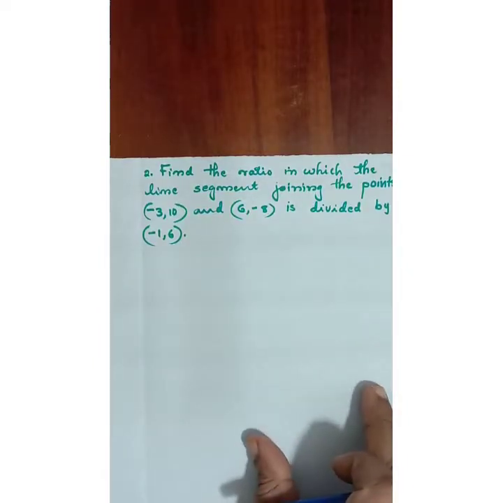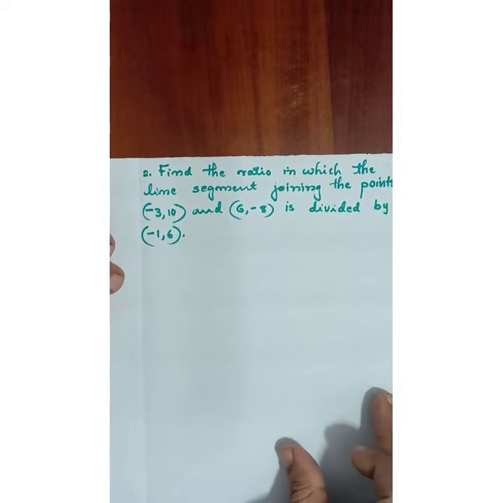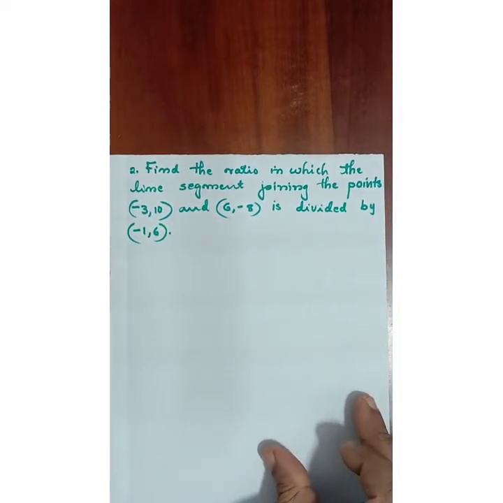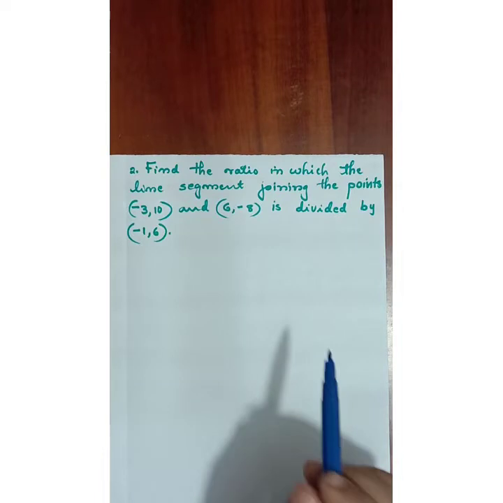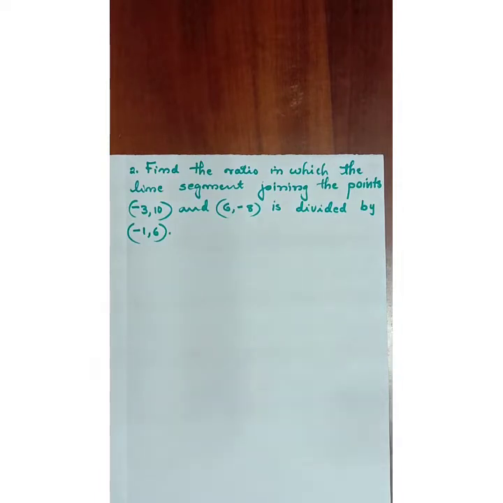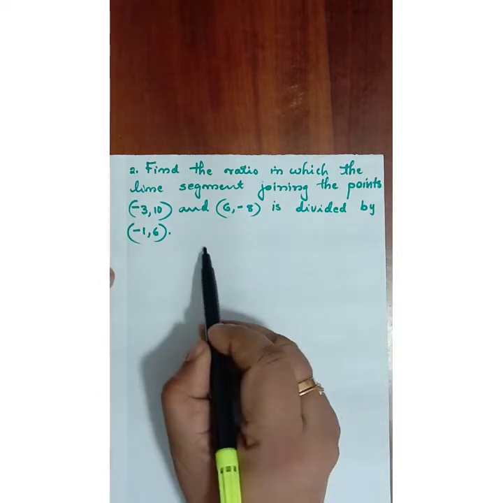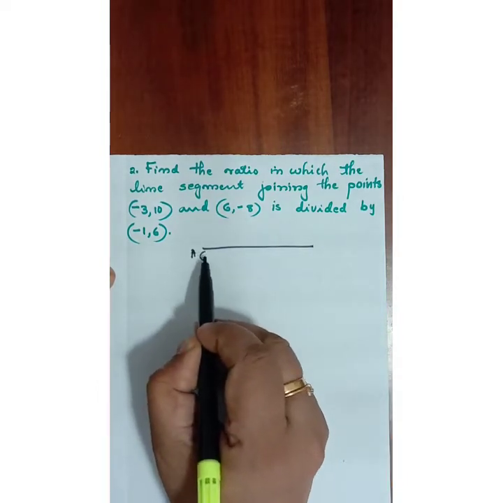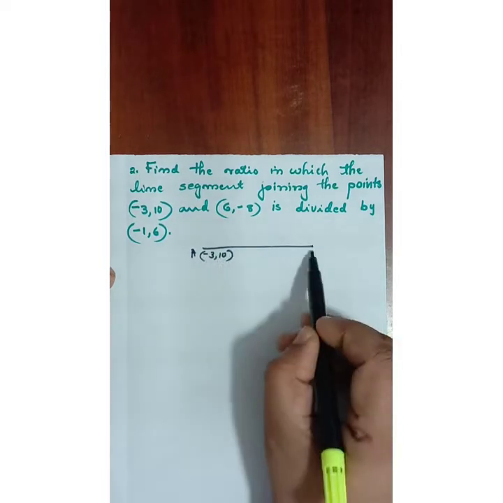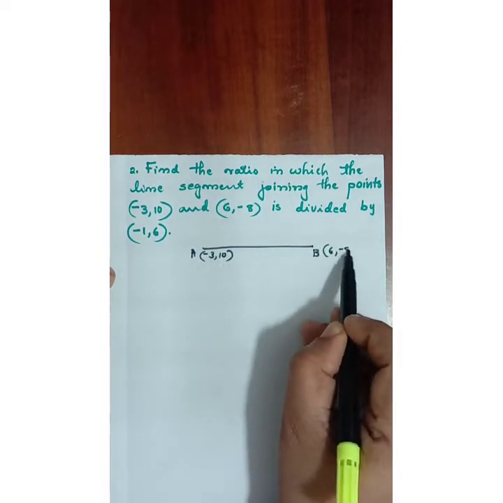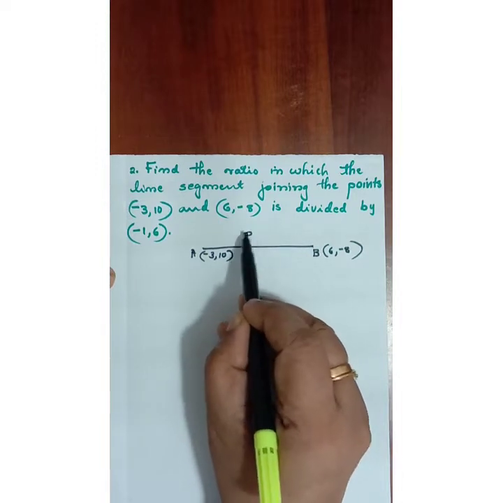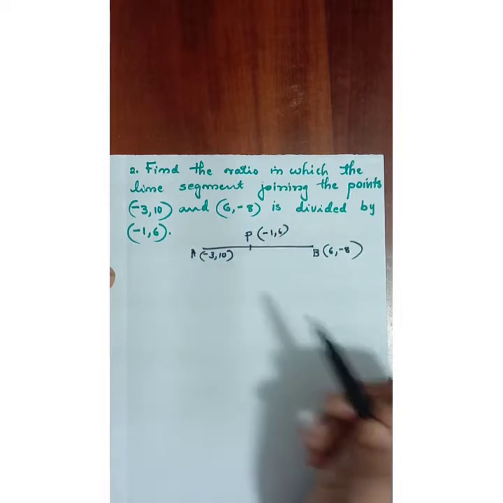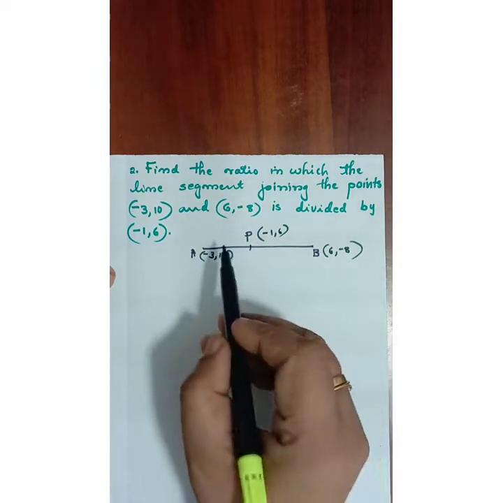In the second question we have to find out the ratio. Find the ratio in which the line segment joining the points negative 3, 10 and 6, negative 8 is divided by negative 1, 6. So the ratio we have to find out. Look at how the line comes. Let the first point be A negative 3, 10 and B 6, negative 8, divided by the point, let it be P negative 1, 6. This is how. So we have to find out the ratio.